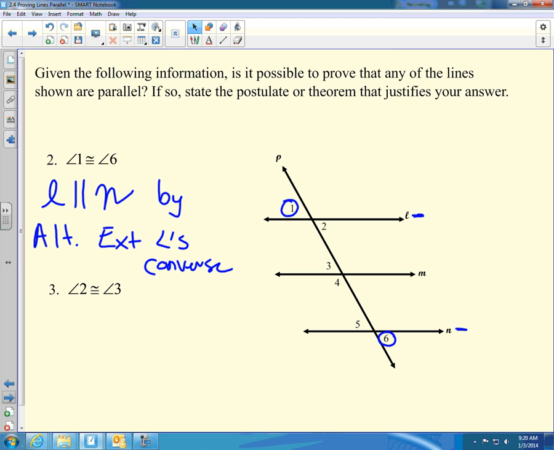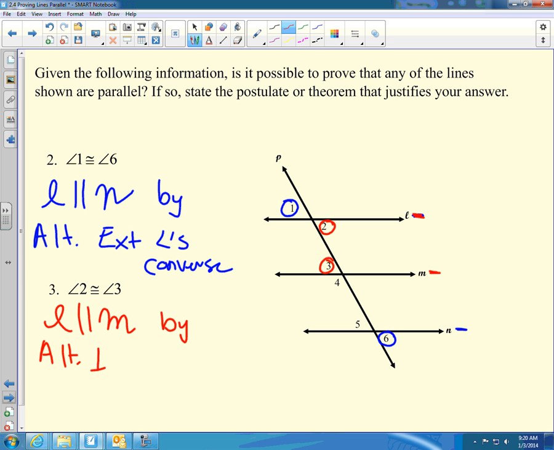Let's look at number 3 together. 3 says angles 2 and 3. Well, 2 and 3 are going to deal with L and M. They are alternate interior angles. And if they're congruent, we can say L is parallel to M by alternate interior angles converse.